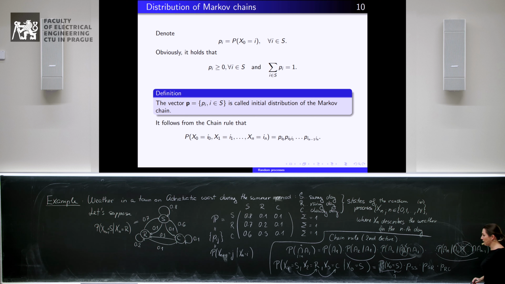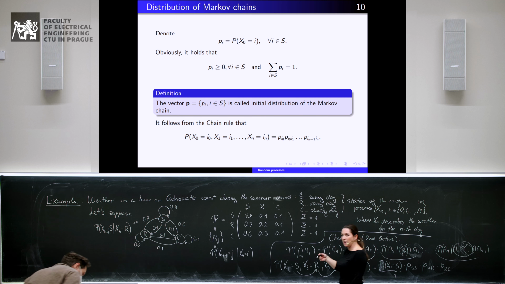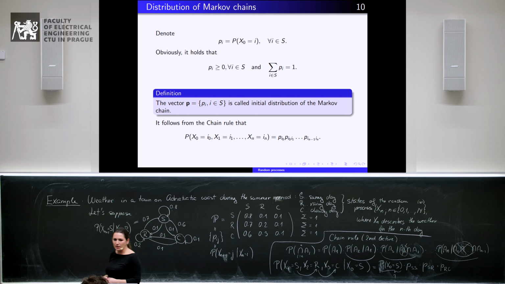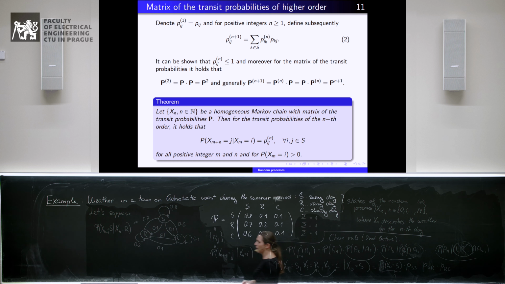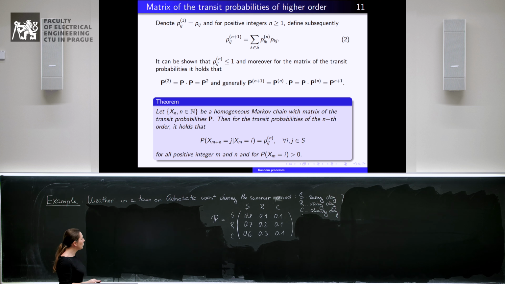And that's it. Nothing else, just this chain of transit probabilities gives us the probability of the concrete evolution of the weather. So it was the first usage, but it is not as interesting as the other two usages I want to show you. The second usage is how to derive the transit probabilities of the nth order from these probabilities.